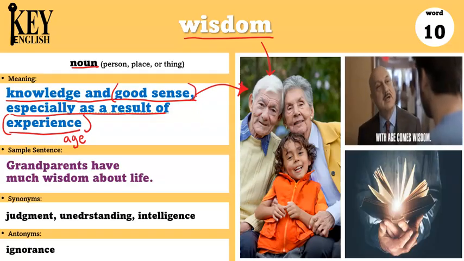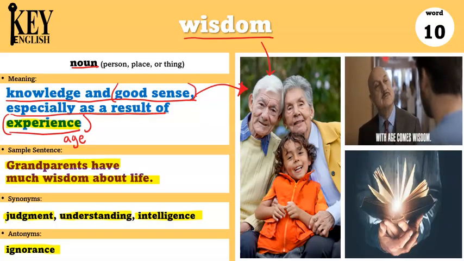So someone like a grandma or a grandpa might have a lot of wisdom because they lived a long time and they did many things. So they have a lot of experience. Let's look at the example. It says, grandparents have much wisdom about life. Synonyms include judgment, understanding, and intelligence. And an antonym is ignorance.